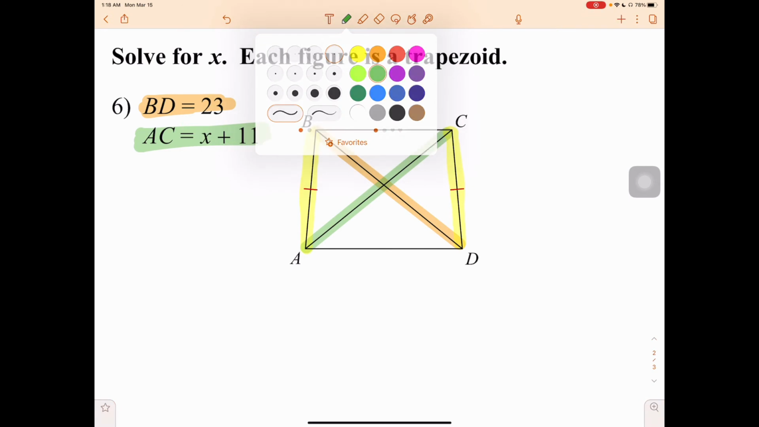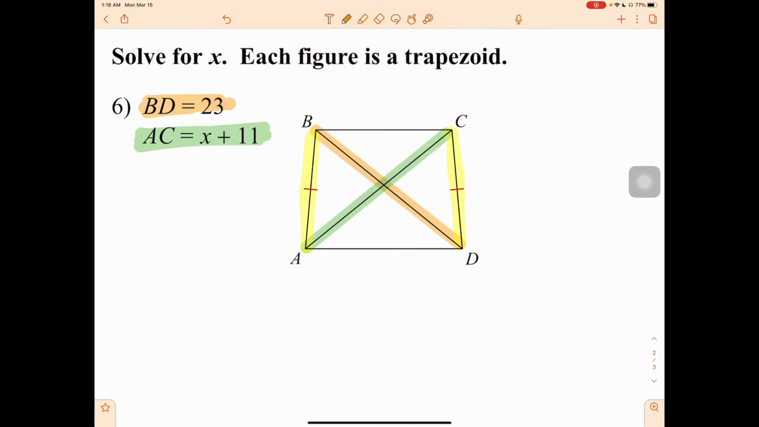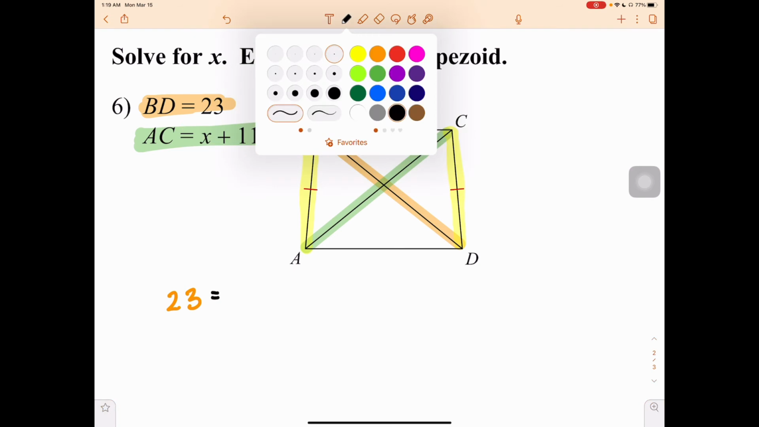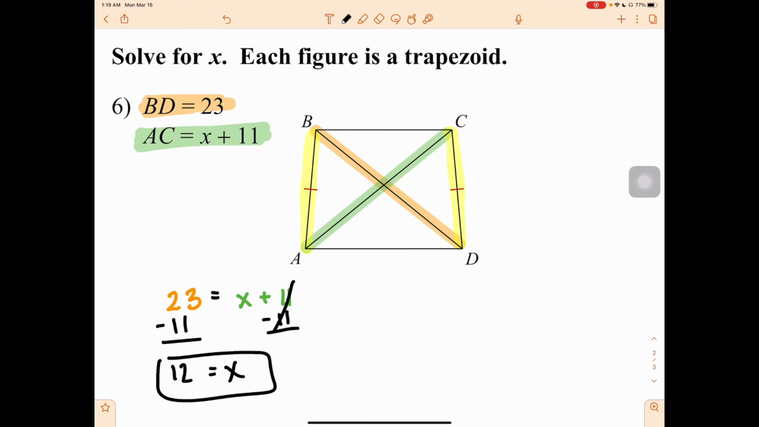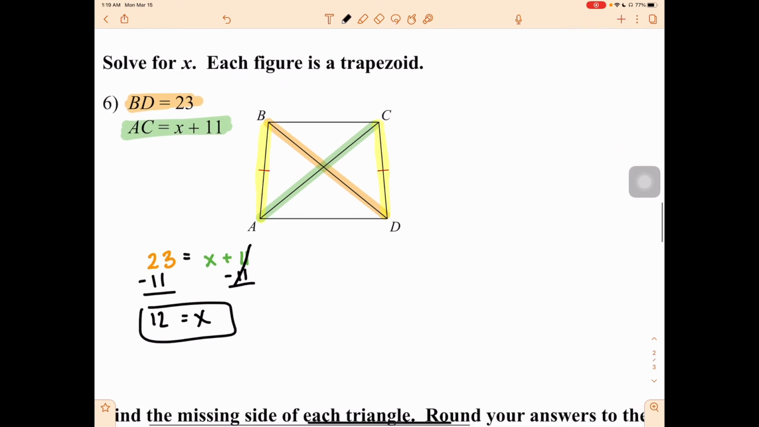Okay, if we didn't know that it was isosceles, then we wouldn't be able to state it. But since those two sides, AB and CD, are marked with the same mark, we know that those two sides are equal. So our focus here is BD is 23 and is equal to our side AC, which is x plus 11. So here we just have to subtract 11 from both sides. 23 minus 11 is 12 equals x. And you're done. So really it's just knowing the properties of quadrilaterals and knowing how to apply them to solve the problem.